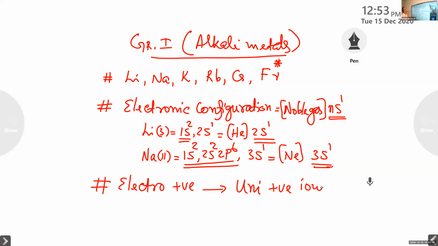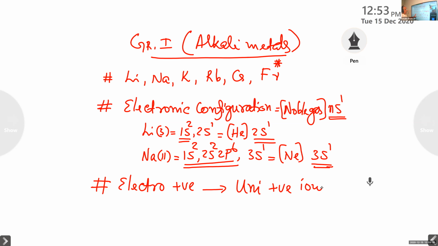They are highly electropositive. They are mostly metallic in nature. They have the highest metallic property. Metallic property is the same as the tendency to lose electron, forming positive ion. That is metallic character. So alkali metals are the most metallic elements in the periodic table.